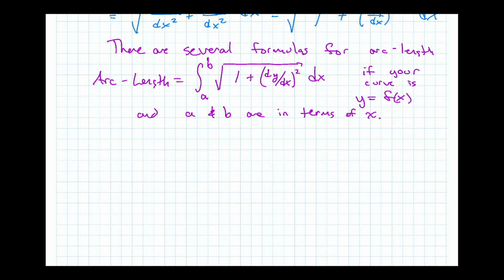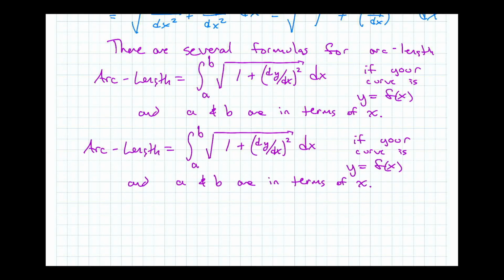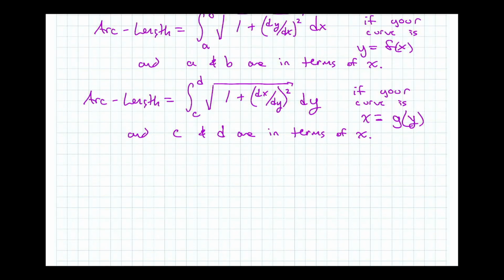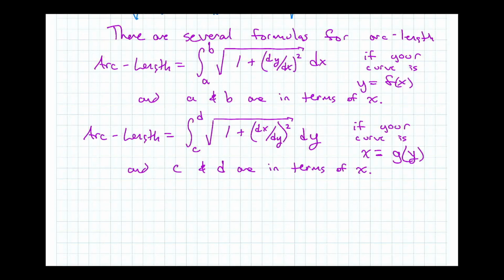But if you had redone it with the x's and y's reversed, then your formula would be dx over dy, and then a dy integral. You would use this if you had your curve as x equals g of y. Now, you don't normally have curves written in terms of y, but if you do, you can use this. And then your limits need to be in terms of y. Maybe just to make it clear that these are different, I'll use different letters here, c and d. All we did was change the x's and y's around.